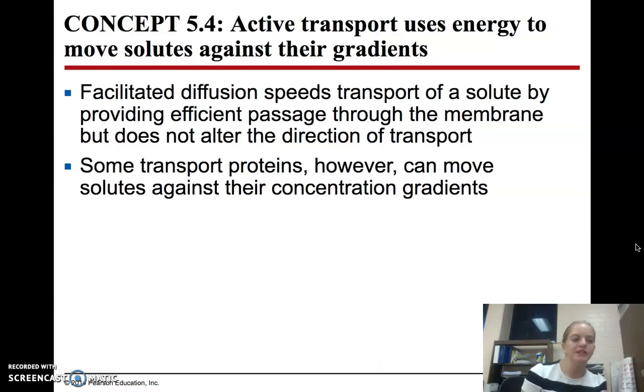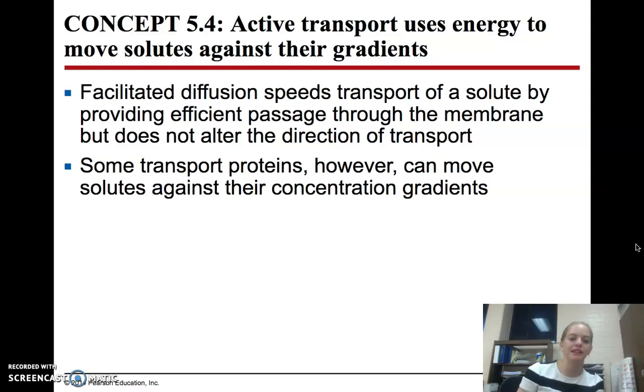So facilitated diffusion is kind of a way to speed up the transport of molecules, but they're once again still moving from high to low concentration. But there are some transport proteins that can move solutes against their concentration gradient. So from low concentration to high concentration.